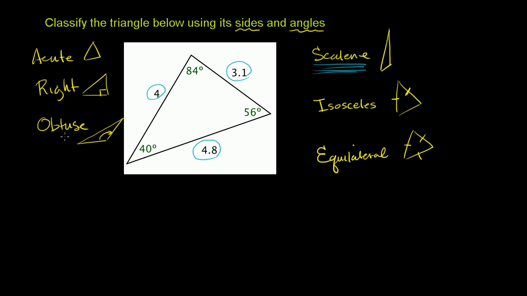90 degrees. So if we look at our example right over here, this is less than 90 degrees, this is less than 90 degrees, and that is less than 90 degrees. So it is an acute triangle when you look at it from a point of angles. So you could call this triangle an acute scalene triangle.